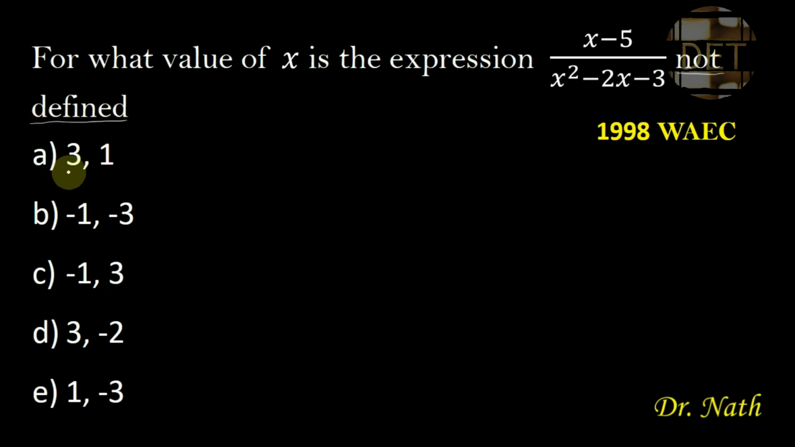We have option A, 3 and 1; option B, -1 or -3; option C, -1 or 3; option D, 3 or -2; then option E, 1 or -3. Like I said, this question is from undefined expressions.